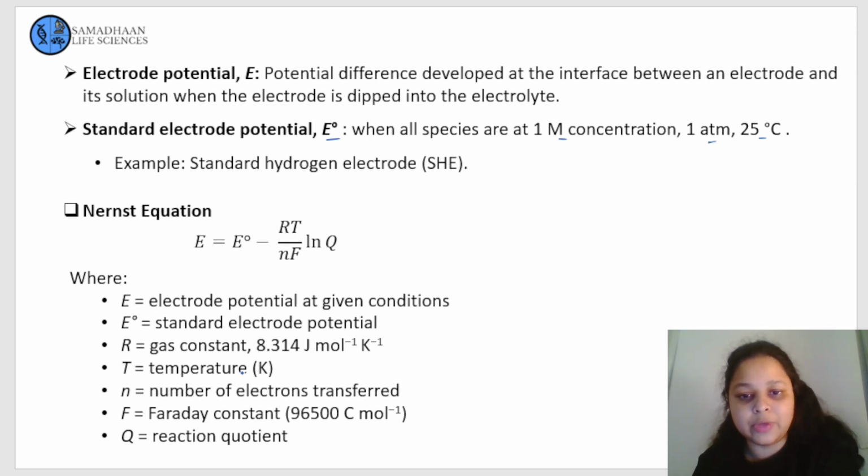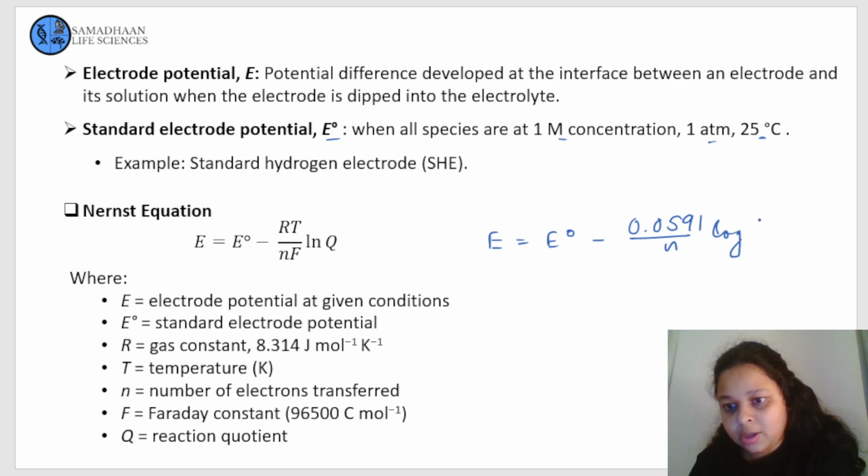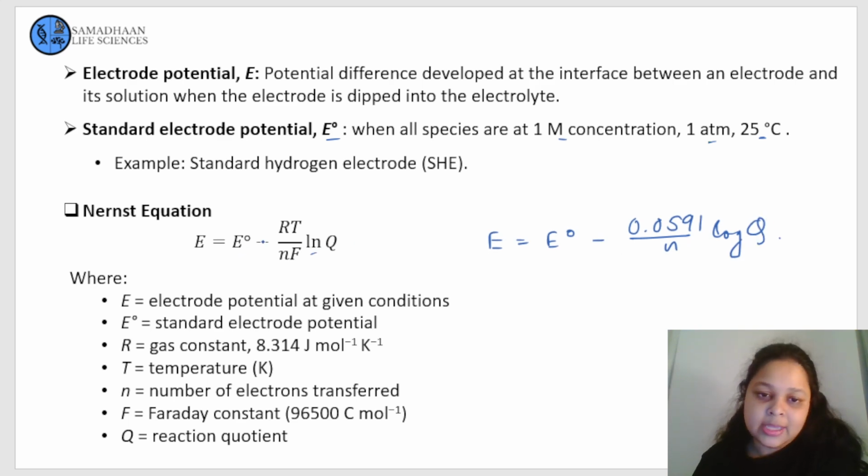Now, if we are given a certain temperature, that is 25 degrees centigrade or 298 Kelvin, then we can simplify this equation to E equal to E0 minus 0.0591 divided by n into log Q. Here I have converted ln to log and used the value of the gas constant and Faraday constant and the temperature as 298 Kelvin.